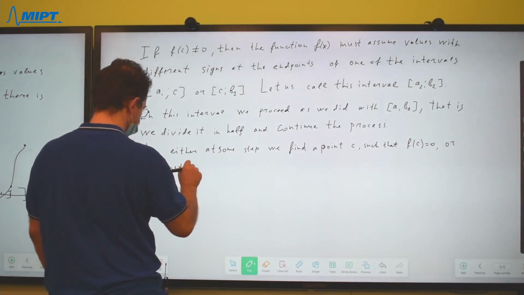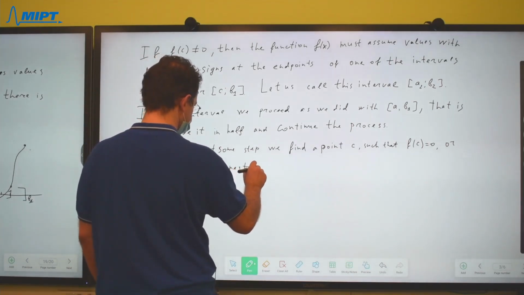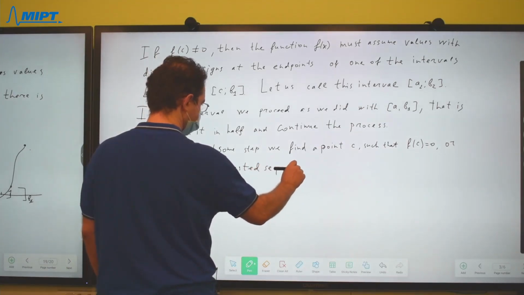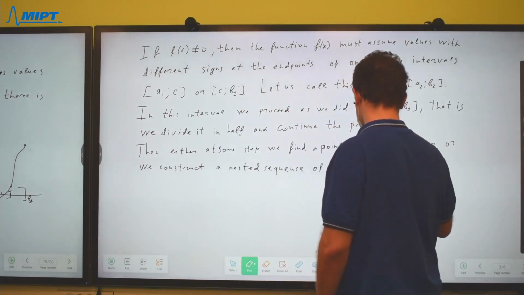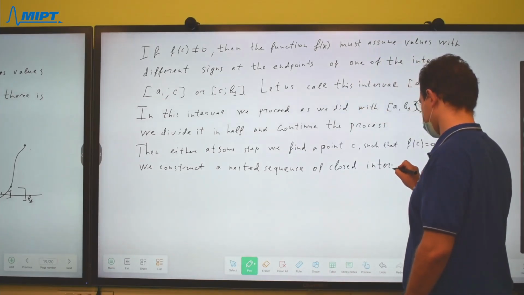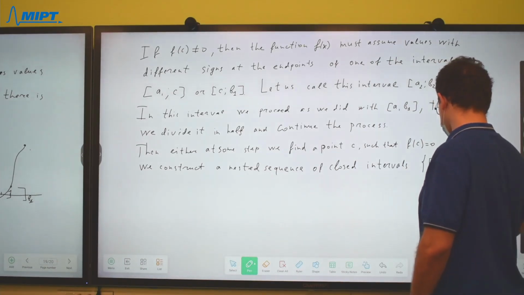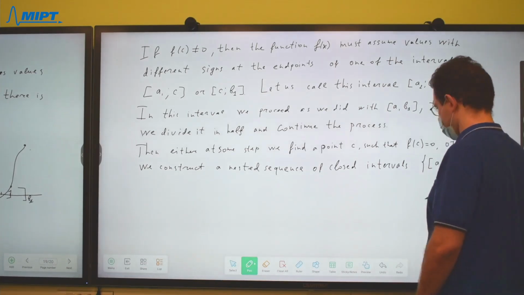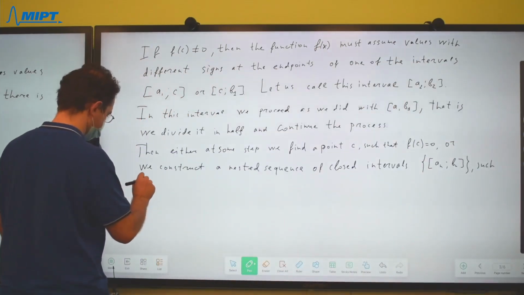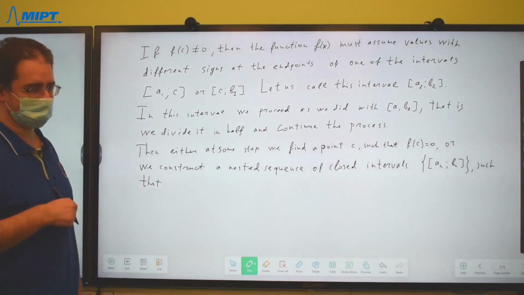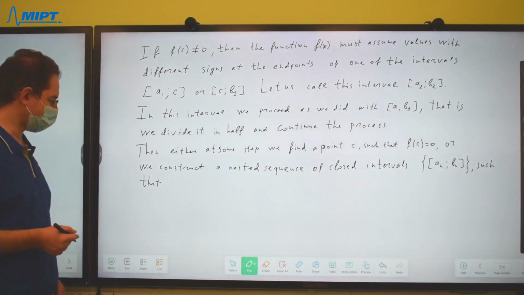we construct a nested sequence of closed intervals AN, BN, such that at the endpoints of each of those intervals, our function assumes values with different signs.